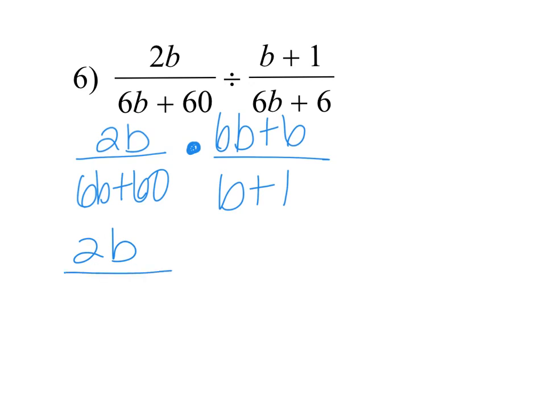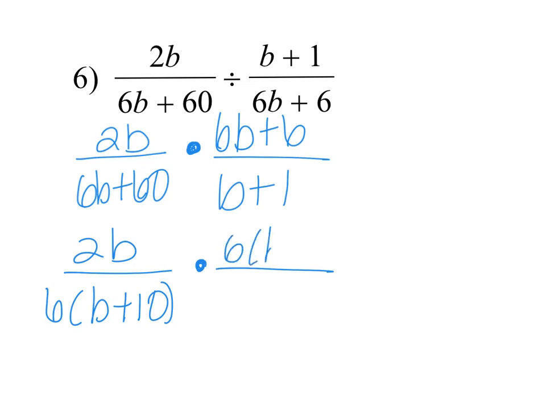I'm able to factor out a 6. So I have a 6, and I'm left with b plus 10, times the numerator of my second fraction. I'm also able to take out a 6, and I'm left with b plus 1. And then my denominator, I'm left with b plus 1 can't be factored.